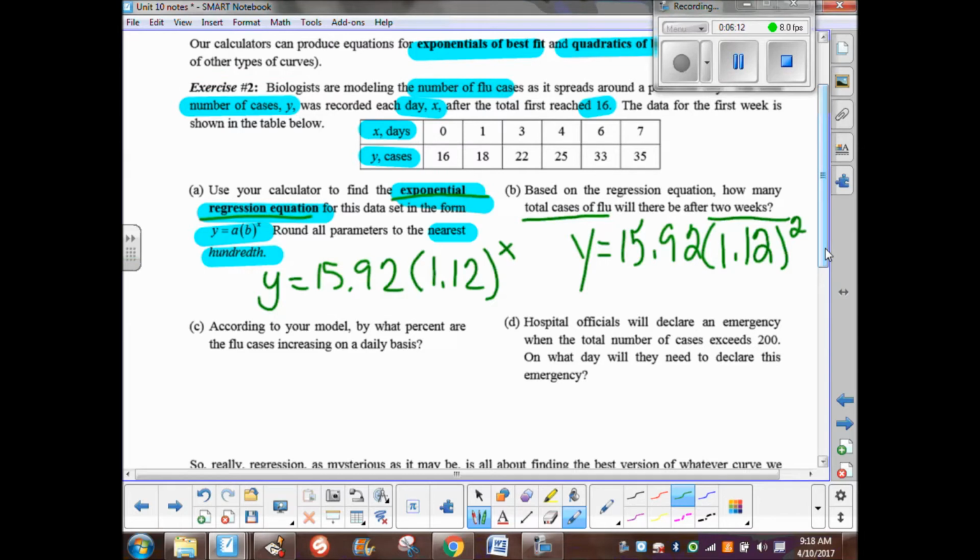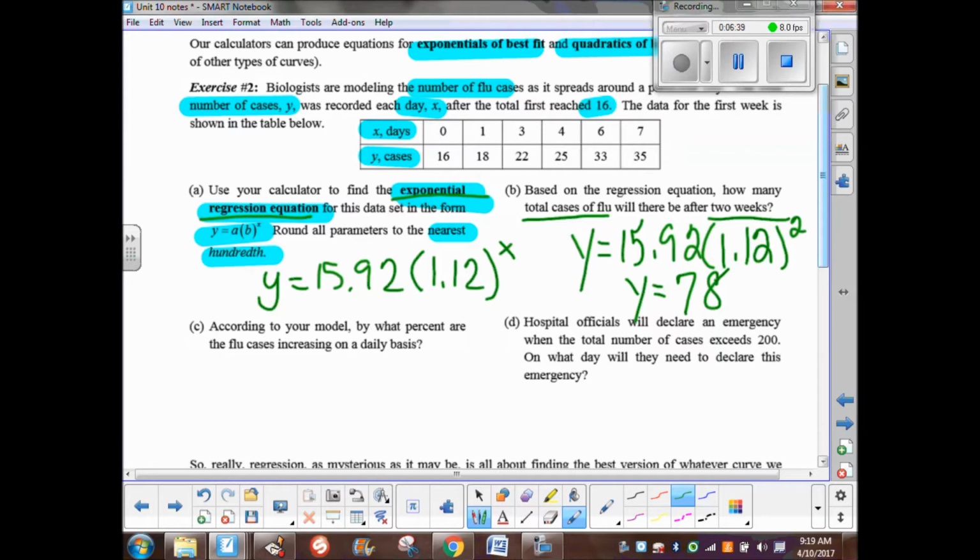Who's got it? How many cases? Anybody? Okay, so we're talking about people here, so we're going to say 78 cases of the flu. Right? According to your model, by what percent are the flu cases increasing on a daily basis?